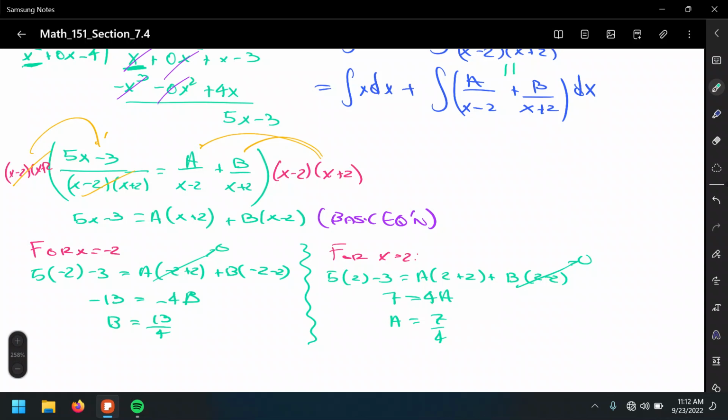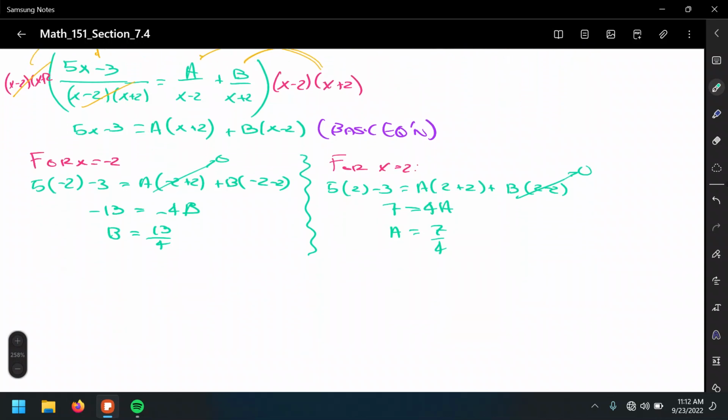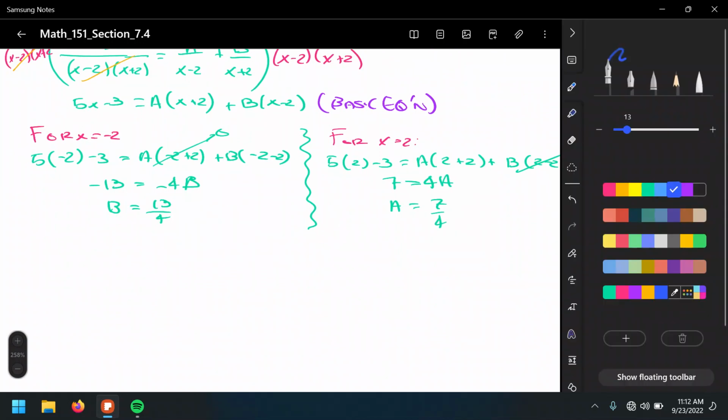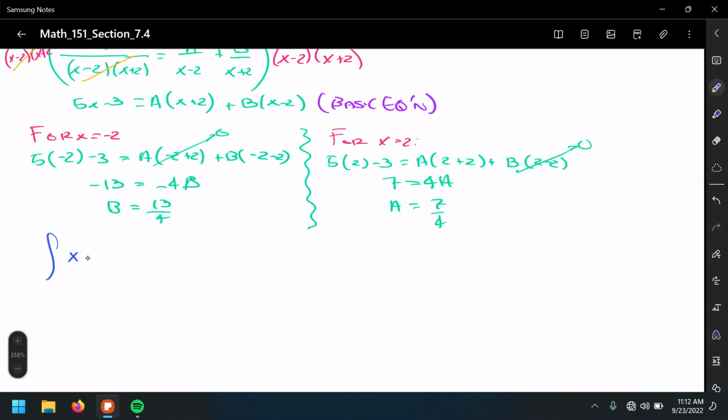Yes, this one wasn't any of those weird ones, right? In which we needed to come up with another value of x, any random value of x, because there was no way to get those clever values at first glance. So let me go back to the integral. I'm going to write the whole thing: the integral of x dx, plus the integral of 7/4 over x minus 2 dx plus the integral of 13/4 over x plus 2 dx.